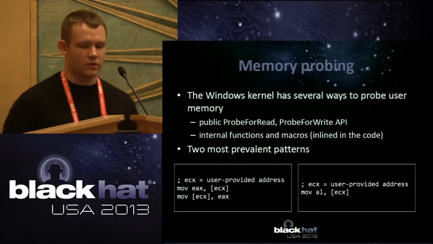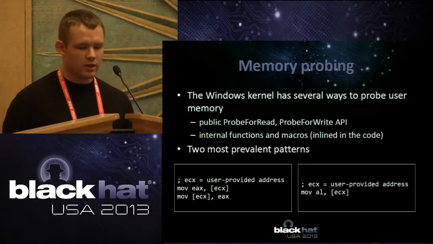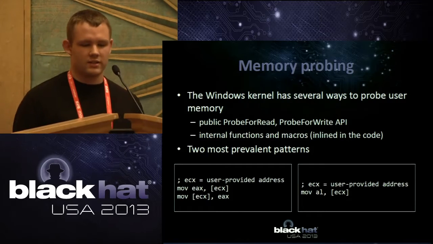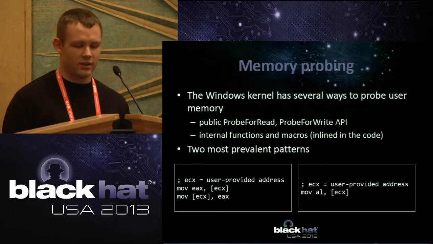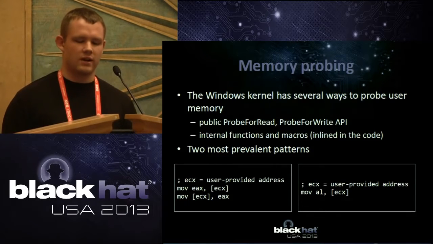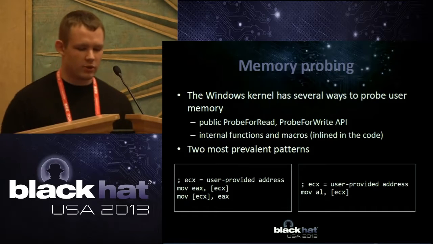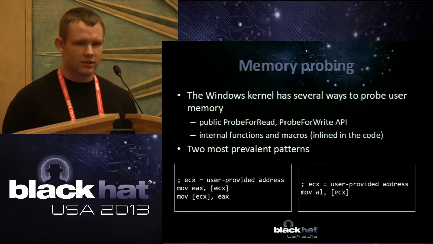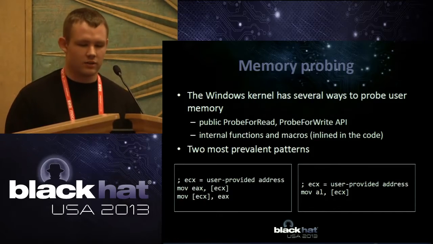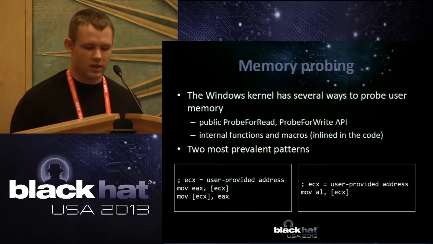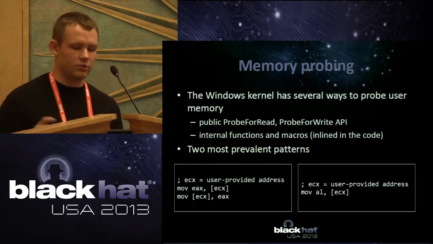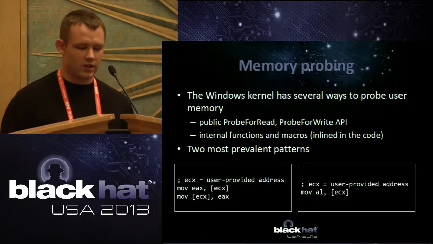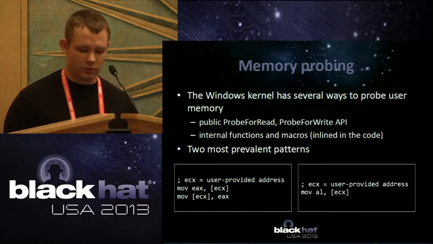And the most prominent false positive that we had to deal with was memory probing. You probably know that one of the Windows kernel design decisions is that before using a user-provided pointer, you have to probe it to find out whether it is a valid pointer and points to mapped memory. There are several public functions to do that, such as ProbeForRead and ProbeForWrite, but it turns out that the kernel itself also has several internal functions and internal macros for that. The two most prevalent patterns that were responsible for the probing are the two listed here. The first one is for checking whether the memory is writable, and the other one for checking whether the memory is readable.